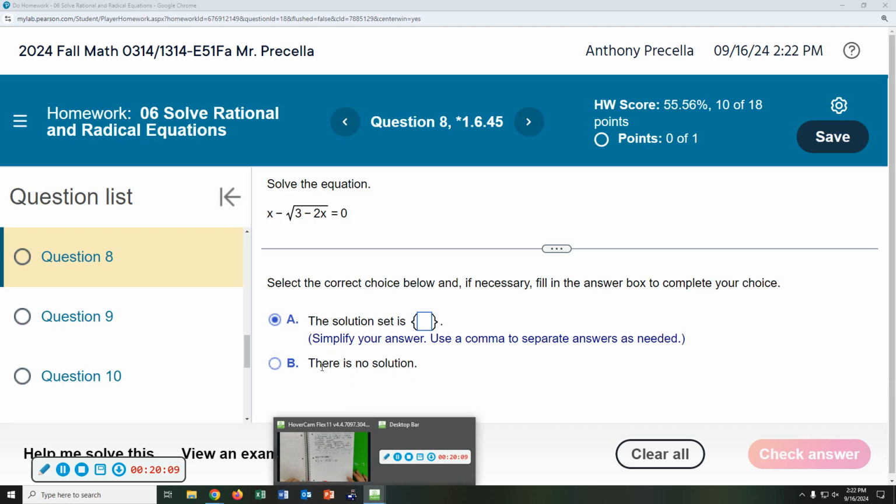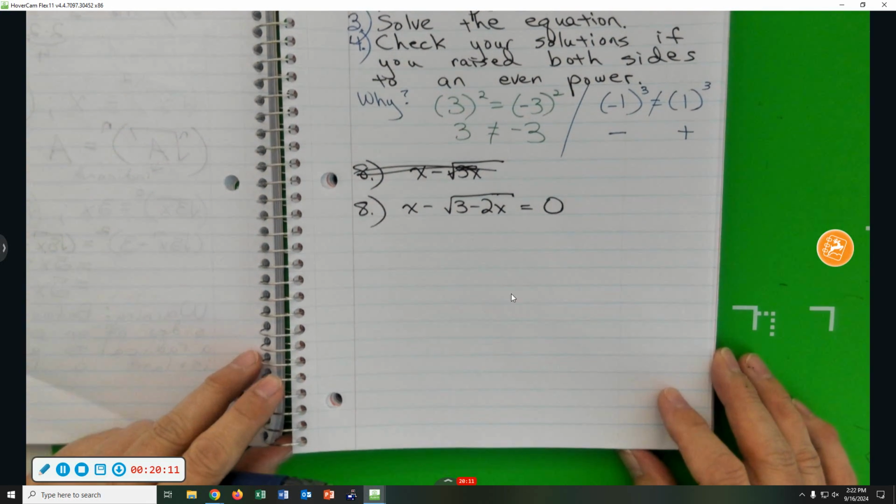Notice how it's possible there's no solution. I give you that as an option.